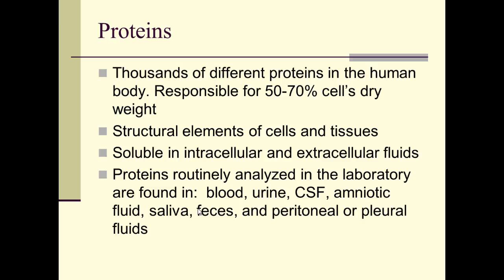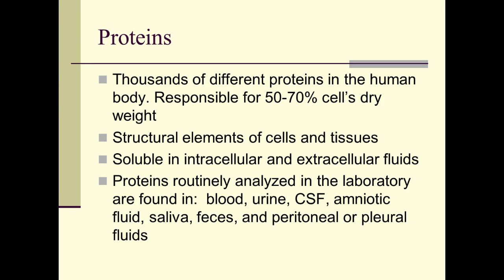Alright, so now we're done with the small little amino acids. We're going to start looking at the huge building blocks of proteins. We have more than 40 of those amino acids in a row. Everything has successfully happened. All of the amino acids have lined up and made a protein. We have thousands of different proteins in the human body. This is responsible for 50 to 70% of the cell's dry weight.